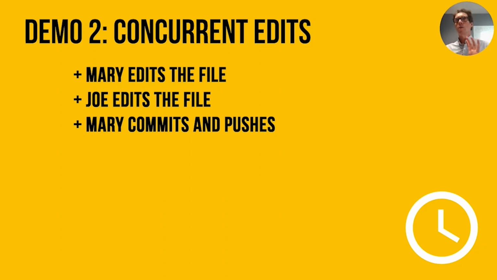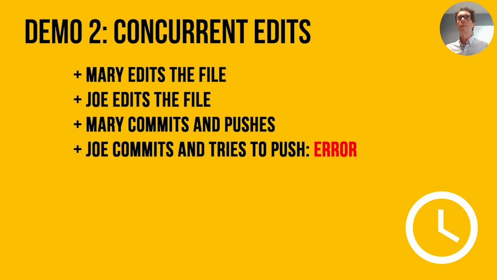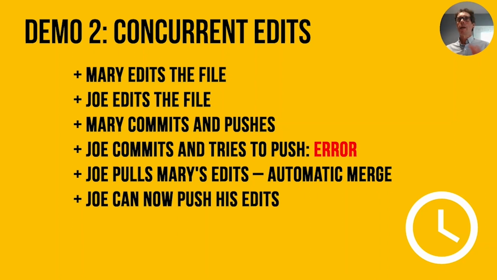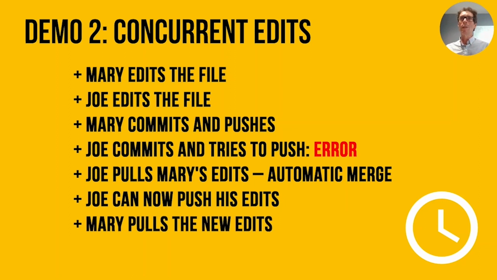Mary's going to commit her work and push that to GitHub. Joe's going to try to commit that work, and GitHub will throw an error and say, no, I can't take that work from you until you've downloaded the work that your other teammates have already got here. So Joe will then pull Mary's most recent edits. They'll be merged automatically with the work that he's been doing. That'll create a new merge commit, which Joe will then push back to GitHub, no problems. Mary will pull that to her laptop, no problems. And again, the team are in sync. Let's see the demo now.